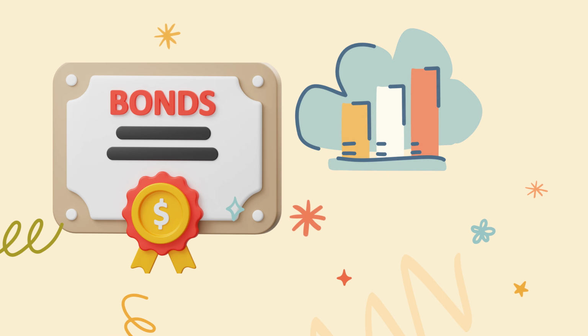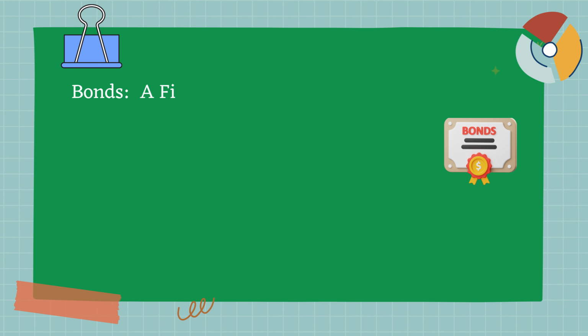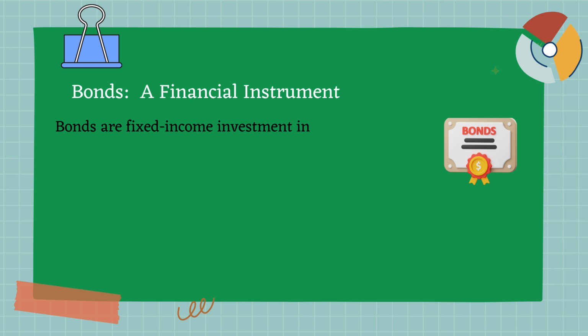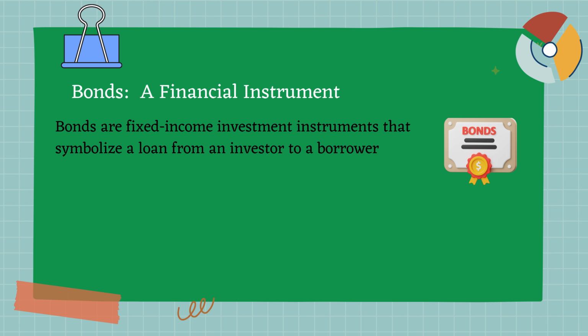Moving to the second word of the day, bonds. Bonds are one of the financial instruments. It is a fixed income investment instrument that symbolizes a loan from an investor to a borrower. In essence, they serve as a contract between the two parties.